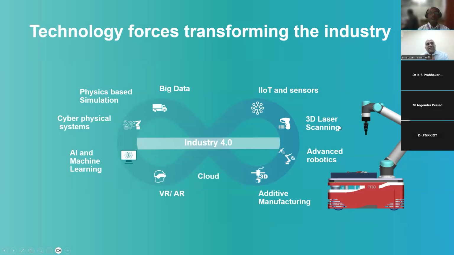You also saw the scanning, how we are able to use scanning for remastering. And then you have cyber physical systems, where the physical and the digital systems work together. You have machine learning and AI coming in. So a lot of areas.